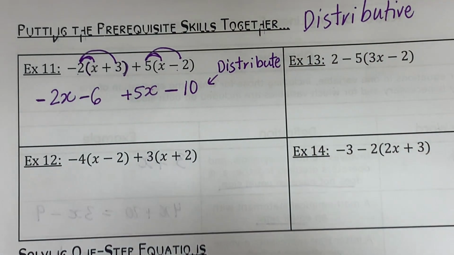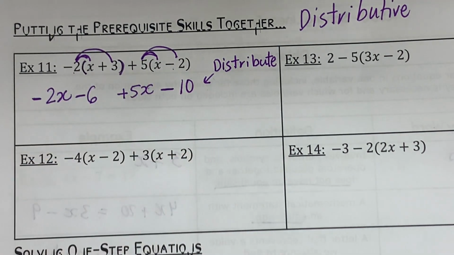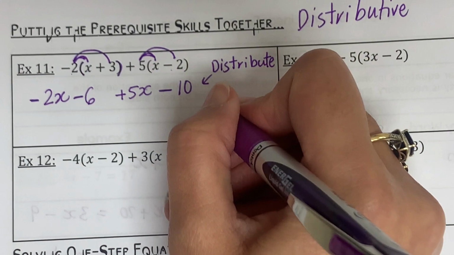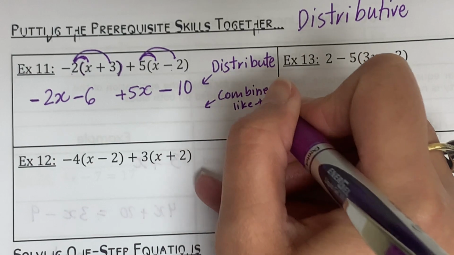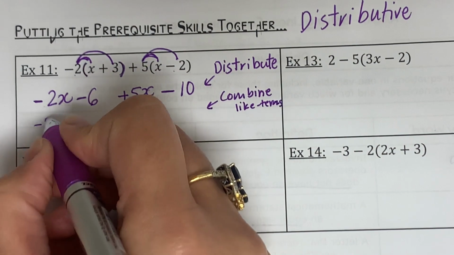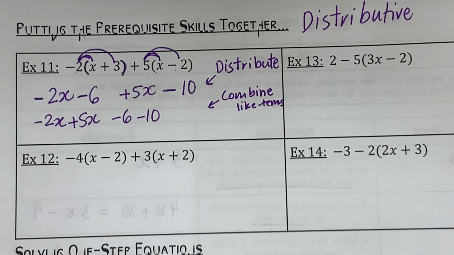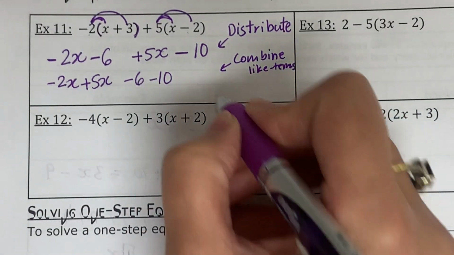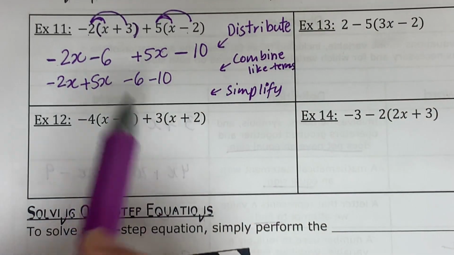After distribution, you can see, read it in your head: negative 2x minus 6 plus 5x minus 10. It's an expression with multiple terms. But those terms are similar to each other, so you are going to combine. The next step is to combine the like terms. Negative 2x and positive 5x are alike, so I'm going to put them together. And minus 6 and minus 10 are like each other, so I'm going to put them together. So I have combined them. Now I'm going to simplify, and that would be my answer.